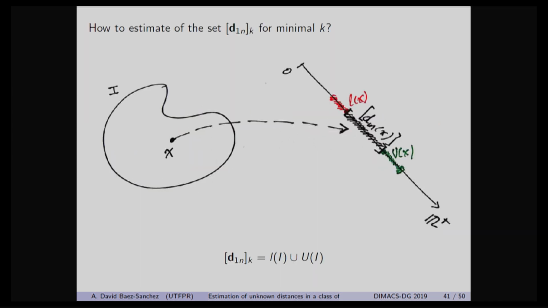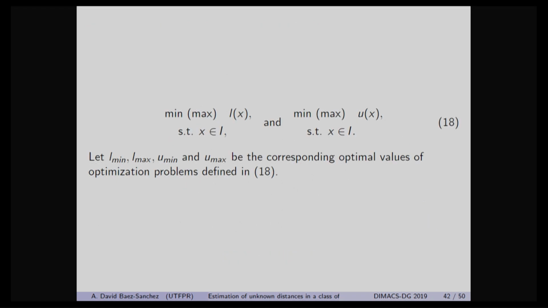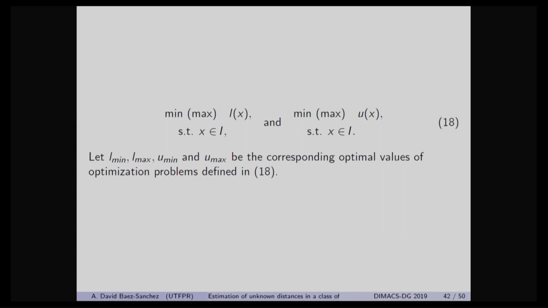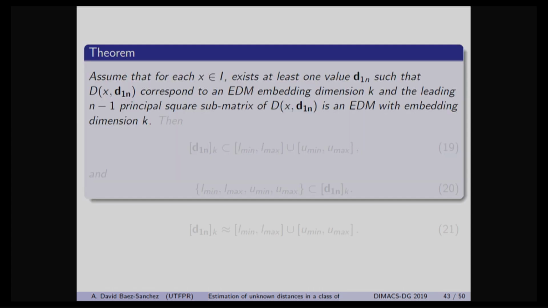Okay, so we are trying to obtain this set, the image of this set I by the functions L and U. One way to try to estimate this is to obtain the maximal and minimal values of these functions on this set I. So let's call L min, L max, U min, U max the optimal values of this. And the result is the following: this set of minimal embedding dimension has to be contained in this union, okay? And if you add additional hypotheses, these extreme values are also contained here.